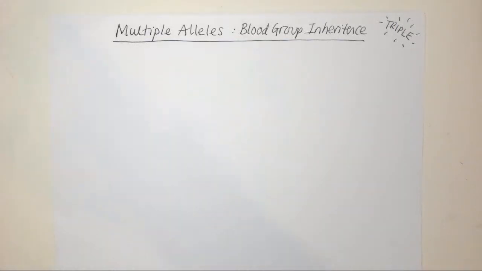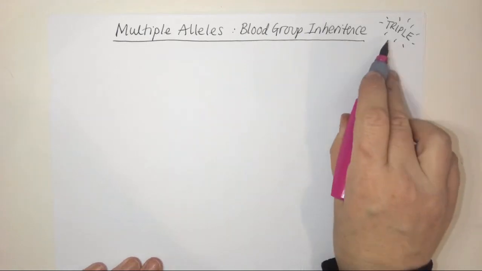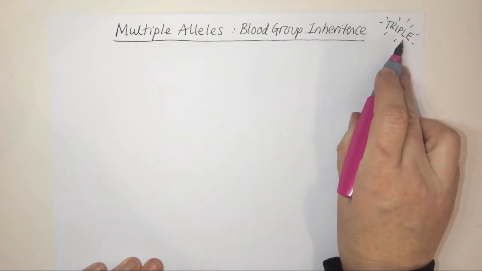In this video I'm going to talk about multiple alleles and blood group inheritance. This forms part of the genetic crosses series of videos, all for B3 for biology. Again, note that this is for triple biology, so for the triple scientists only.